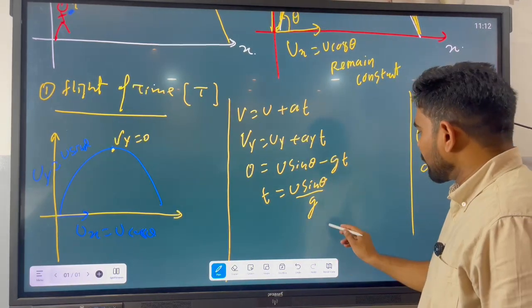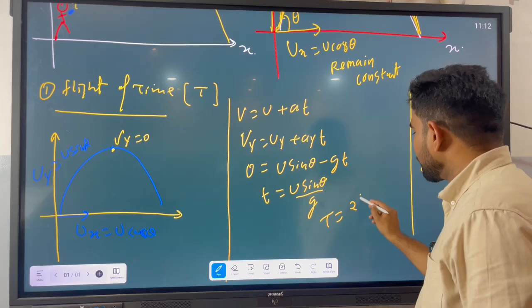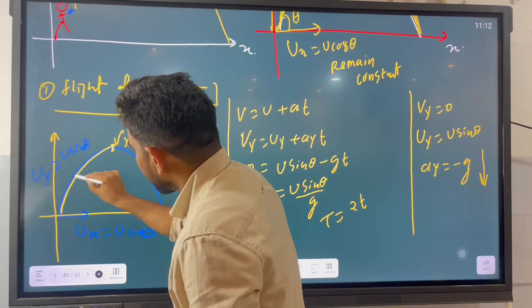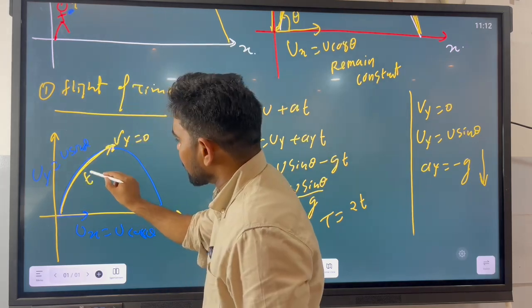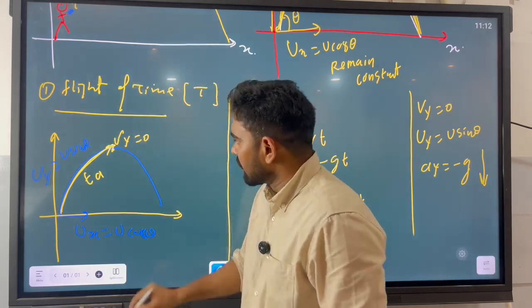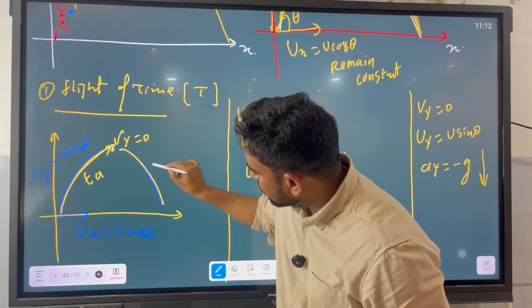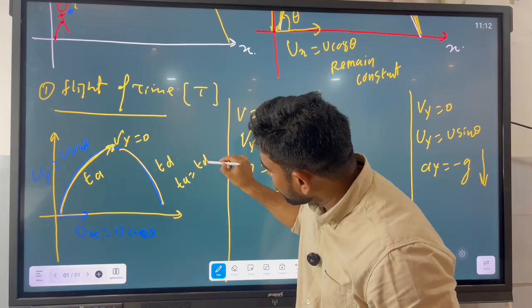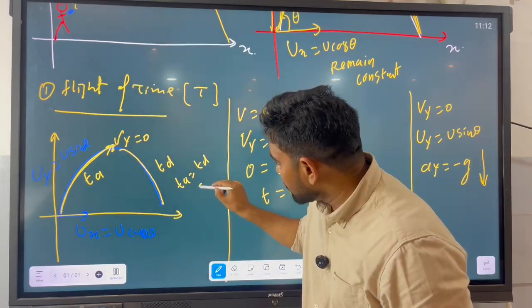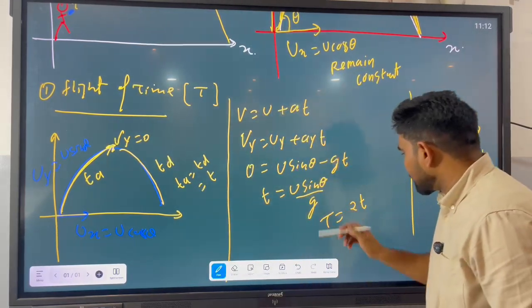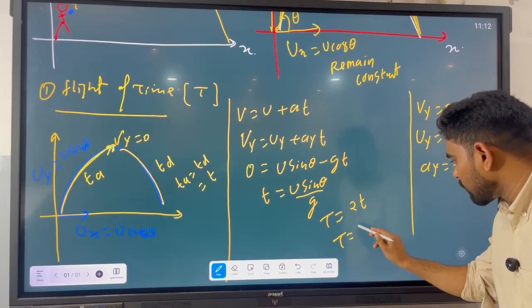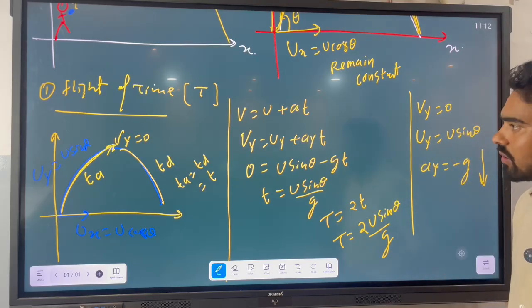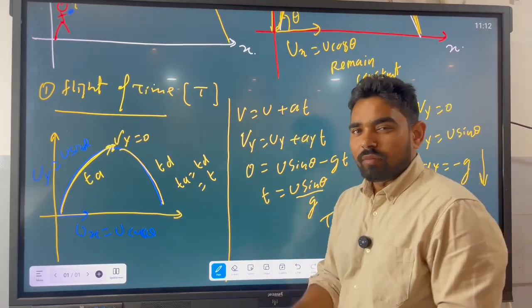and the total time of flight T equal to 2t because this is the time for this journey, right, and this is known as the time of ascent, and the time for this journey is known as the time of descent. Time of ascent equal to time of descent equal to t, that is u sin theta divided by g. Total time of flight is 2 u sin theta divided by g. This is the value of the time of flight.